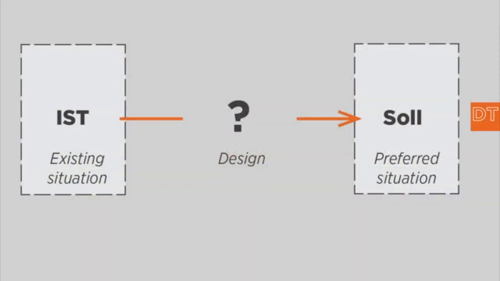Now, in order to explain a little bit what he meant, I made it visual. There is an existing situation as it is today, what I sometimes name in German the Ist-Situation. And there's a preferred situation, something in the future that we think is better than today's situation. That's the Soll. And design, as he defined it, is nothing more and nothing less than how to get from the Ist to the Soll.